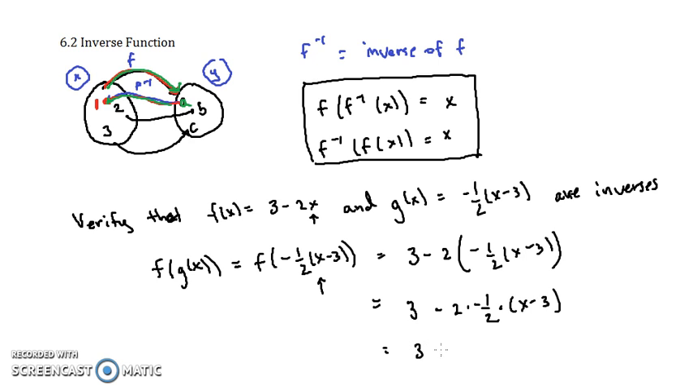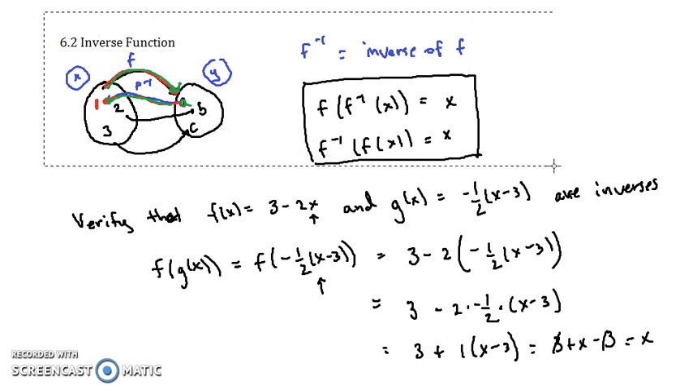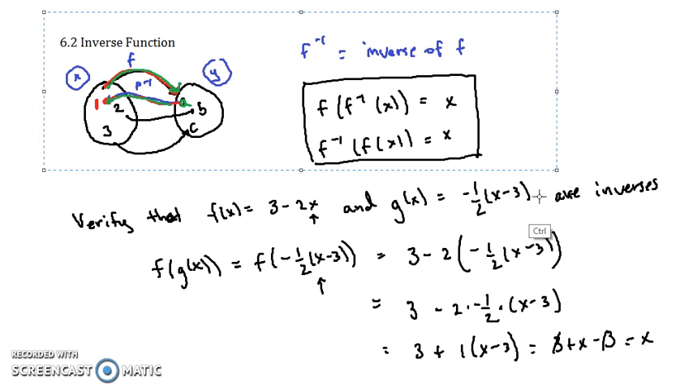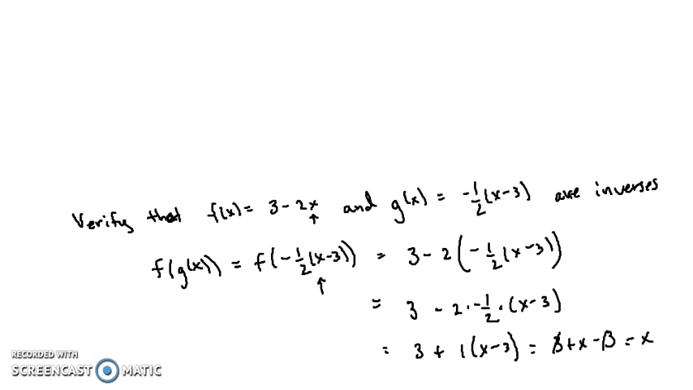So we actually have 3 plus 1 times x minus 3, and we know that 1 doesn't do anything. So we've got 3 plus x minus 3, and now we see the 3's cancel, and we're left with just x, which is exactly what we want. We want everything to cancel out and just have x left over. Now, usually if one direction works, the other direction will work as well, but let's go ahead and check it.